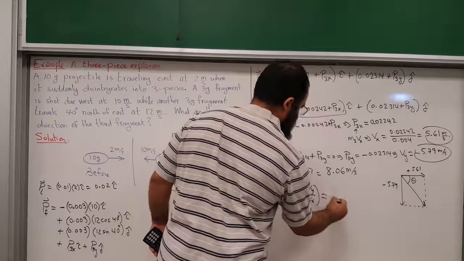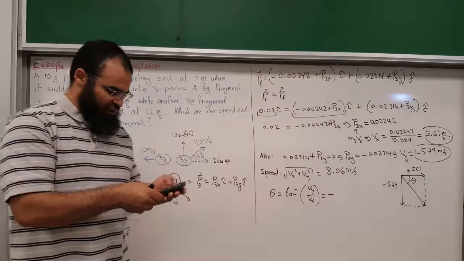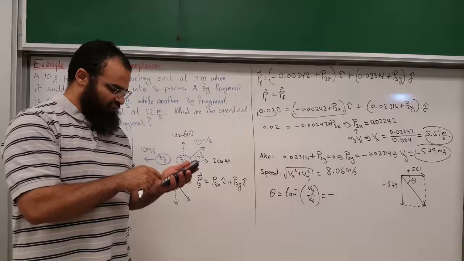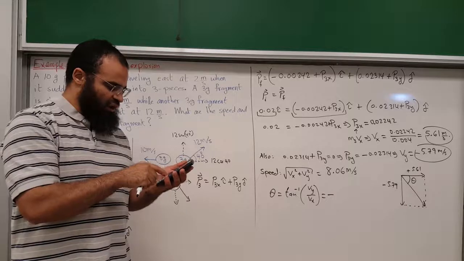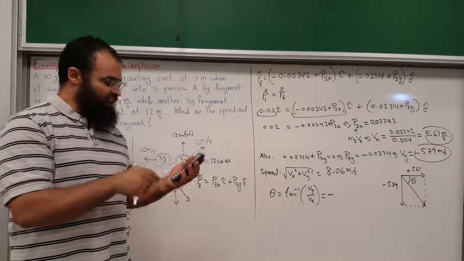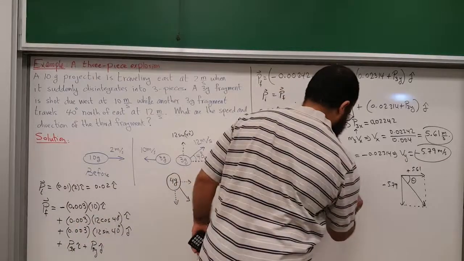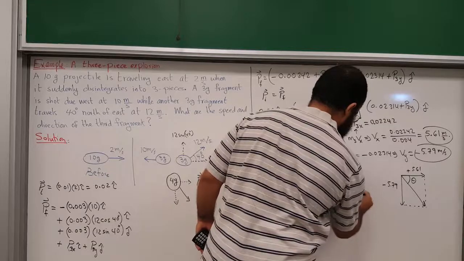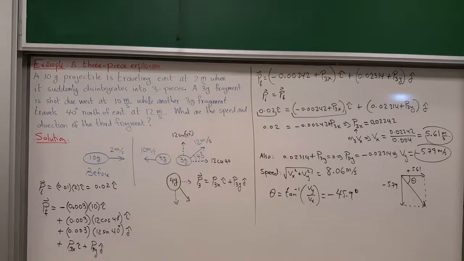It will give you negative something, because it would be below the x-axis. So it would be tangent inverse of 5.79 over 5.61. I always just put the positives, and then if there is a minus sign, I put it myself. I got 45.9 degrees. And I know it's negative because it's below the x-axis. Let me just double check my answer, just to be sure. Everything looks good.